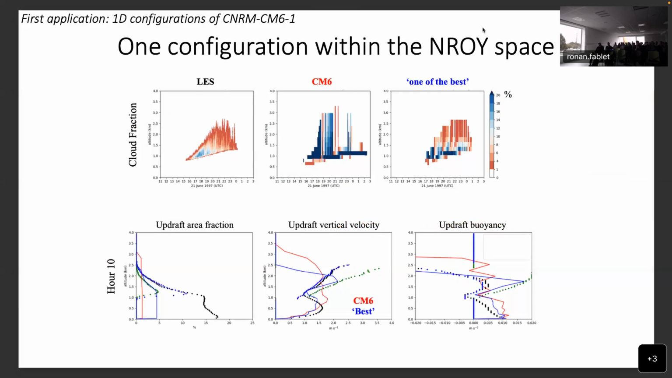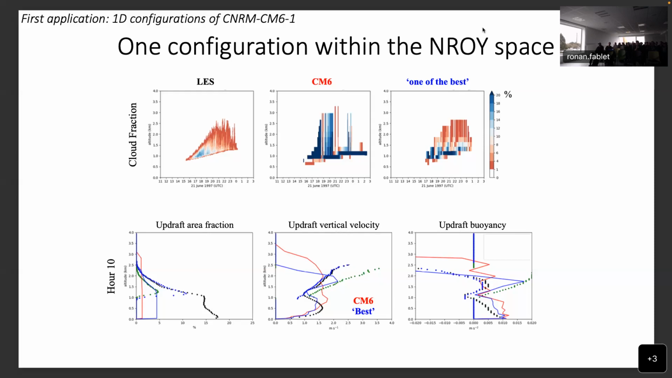So we see we have improved quite significantly the result of the model for the cloud fraction. This is also the case for the specific humidity and the temperature across the simulation, not only at the 10th hour. And here you have some internal parameters which were not part of the calibration process, and we see that we manage to also constrain them.